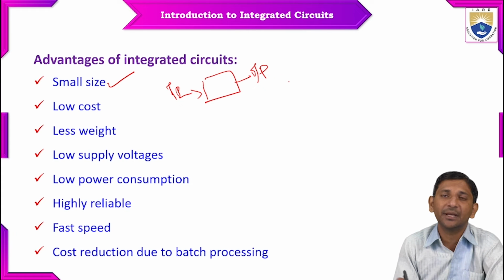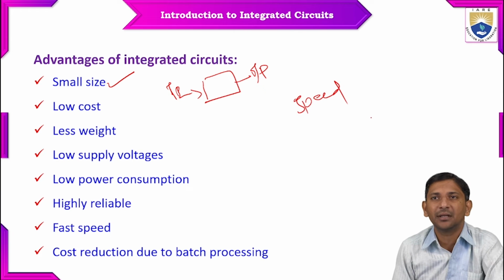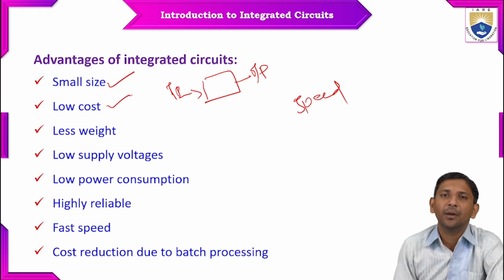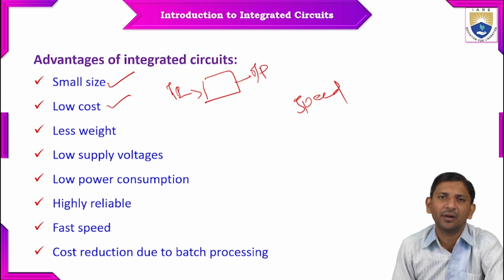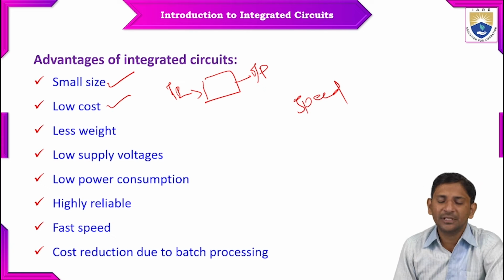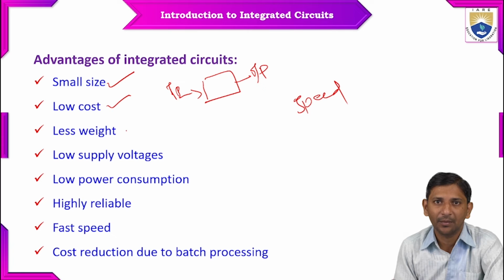The next big advantage of IC is speed. The speed is greatly increased. That is one of the advantages. Next one is low cost. The resistors and capacitors, whether active or passive, are very low cost, and they can be used to design a large number of ICs. More integrated circuits can be designed using these very low cost components, and they are also more reliable.